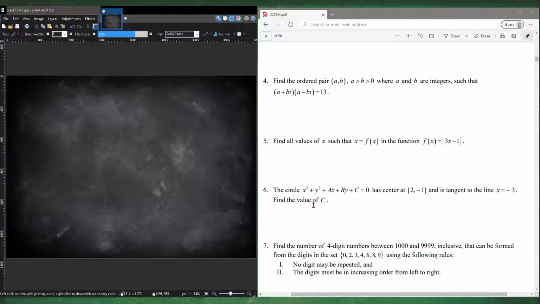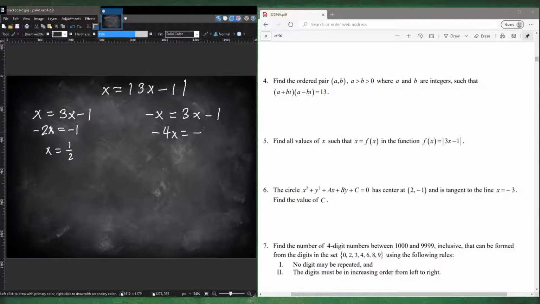Number 5. Find all values of x such that x equals f of x. So f of x equals the absolute value of 3x minus 1. So what we could do is, for absolute value, there's always a positive, and then there's always a negative. So solving each one individually, this got to be negative 2x equals negative 1. So x equals 1 half. Or negative 4x equals negative 1. So x equals 1/4. So your answer is 1 half and 1/4, which you usually just write with a comma. So 1 half, 1/4.